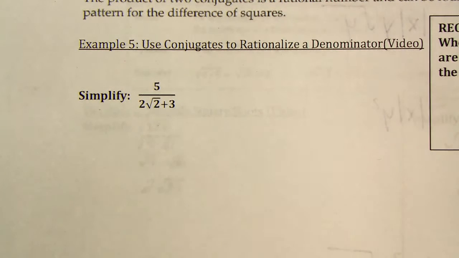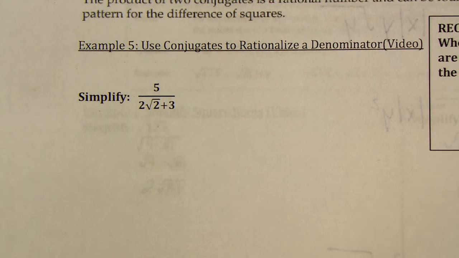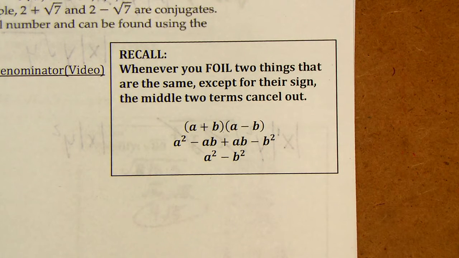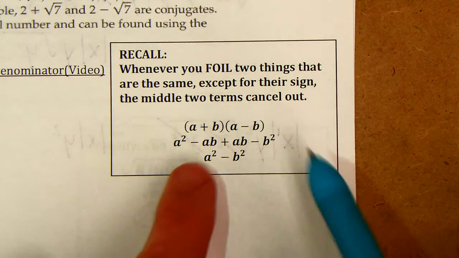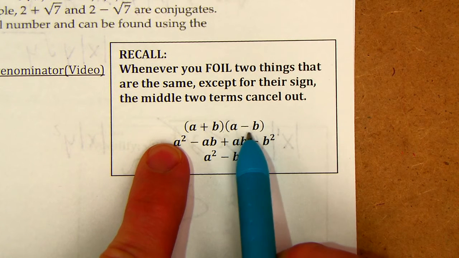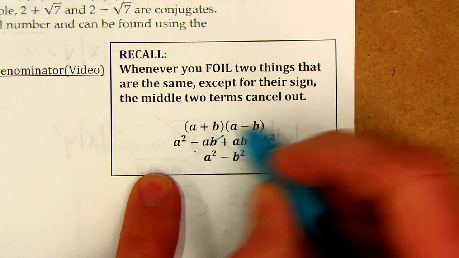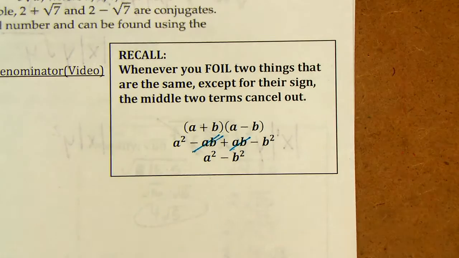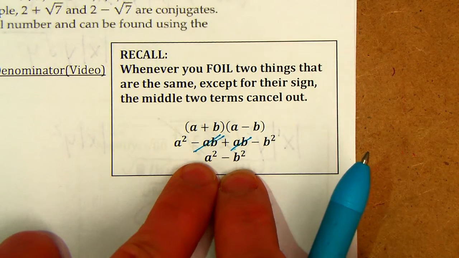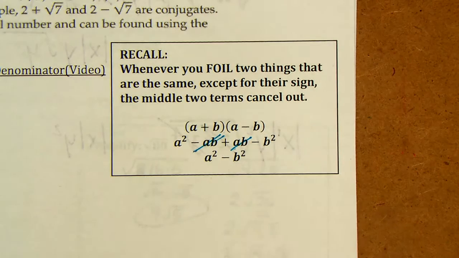Over here in the box it says, do you remember that when you FOIL two things that are exactly the same with the exception of the sign in the middle, we ended up with two middle terms that canceled out, because you get one positive and one negative. And what you were left with was the square of the first minus the square of the second. Difference of squares, if you remember, going backwards. So we are going to use that in order to get rid of a radical in a binomial.